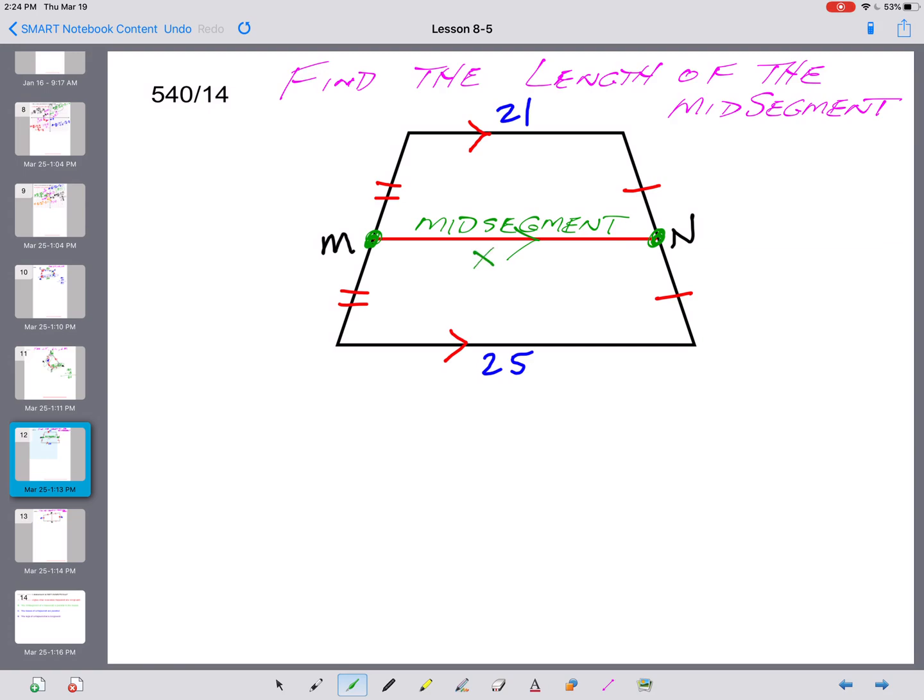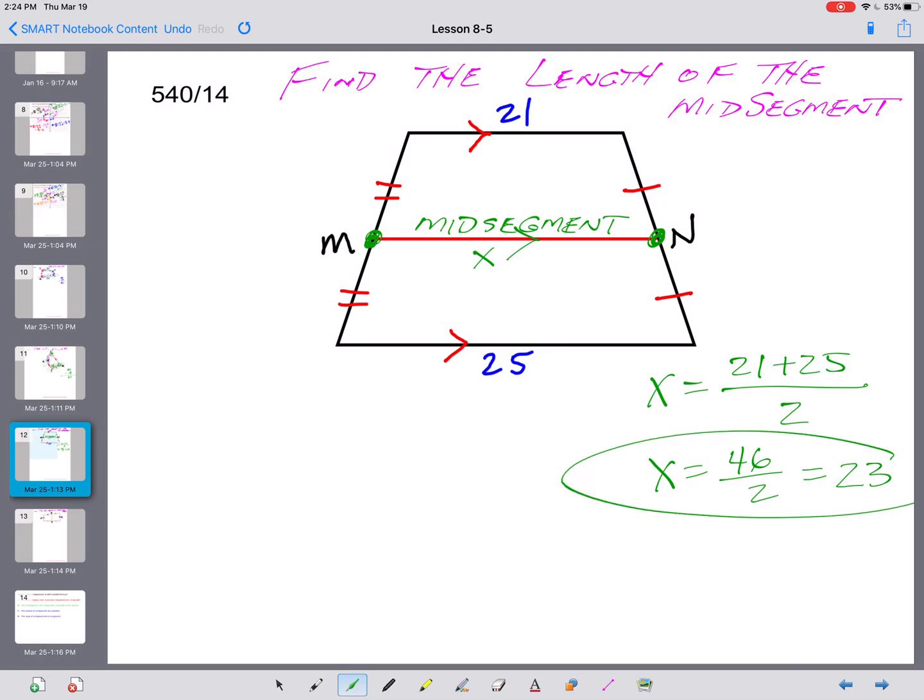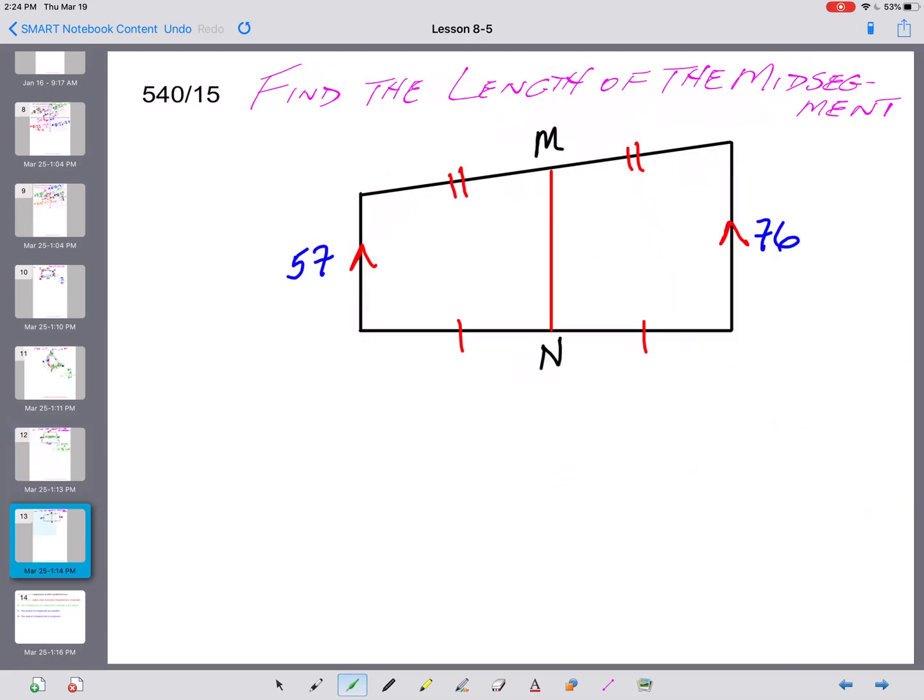Let's call it X. Here we go. X is the average of 21 and 25. On this one, we add them up, divide by 2. Here it is. That's going to be what, 46 divided by 2. Boom, our answer 23. Nice, there it is. Okay, how about this one?